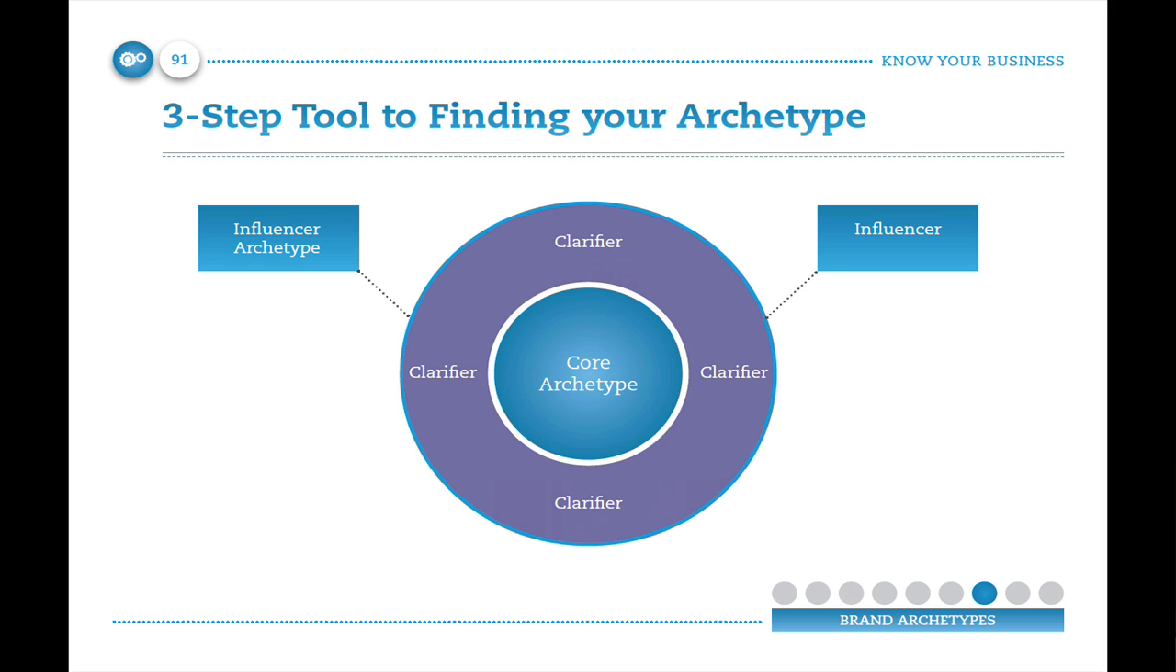Your core archetype sits in the middle. It's what you need to hit, and all your communications, your staff should be aware of it, and everything you do should be consistent with that archetype. Around that, you have up to 4 clarification words, and then to the right, you might pick another archetype card that's the influencer. So something that takes you forward, you keep an eye on, and brings that level of spice.